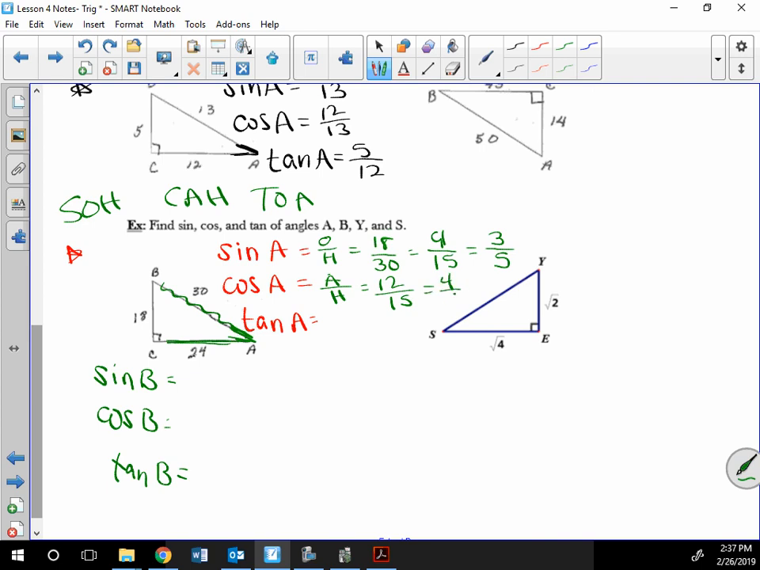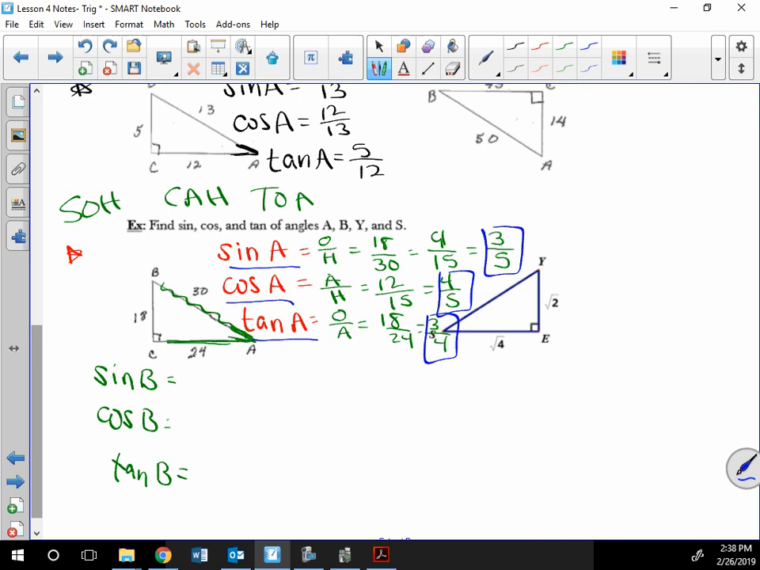Awesome. Okay, tangent of A. Tangent is opposite over adjacent. 18 over 24. And what is 18 over 24 reduced down to? 3/4. Thank you for knocking that out in one step because I didn't have much more. Okay, so sine of A is 3/5. Cosine of A is 4/5. Tangent of A is 3/4.